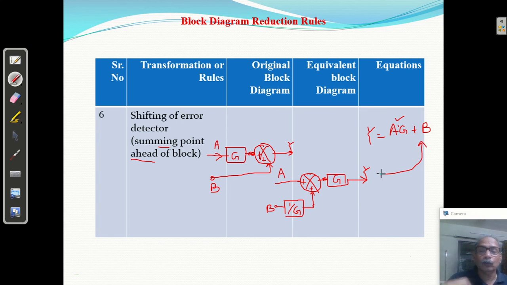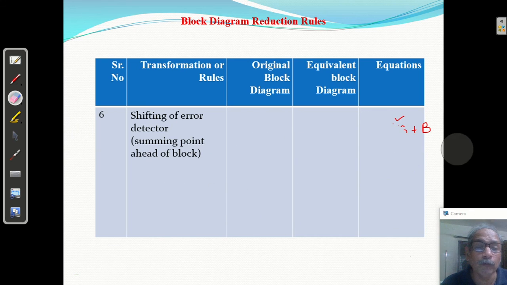Are you getting it? So when you are shifting the error detector ahead of the block, we have to divide by the gain of the block. Please be careful about it. From here, first you have to write the equation, and from the equation you have to think what we have to do. Clear?